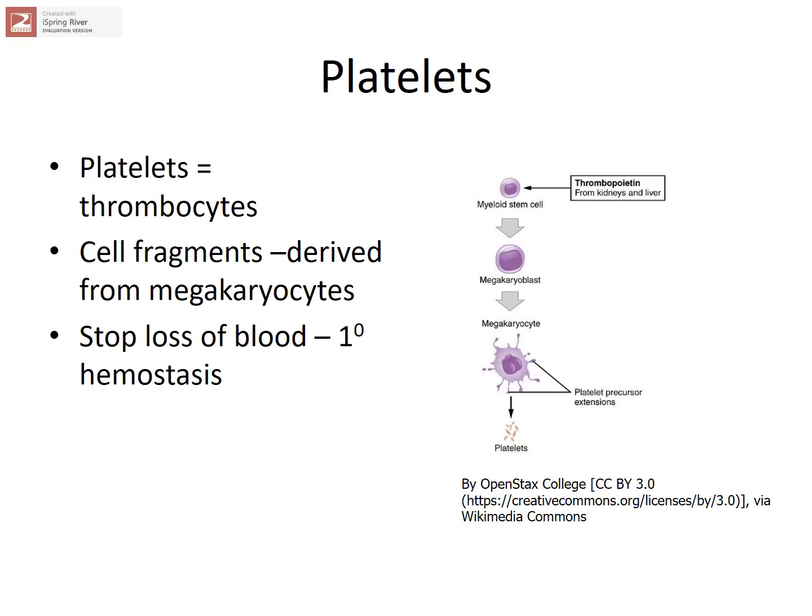And finally, we'll talk about platelets. So platelets are not really cells at all, but they're fragments of cells. The scientific word for platelet is a thrombocyte. Platelets are derived from the same stem cell as the granulocytes and the red blood cells. You can see that in the graphic.